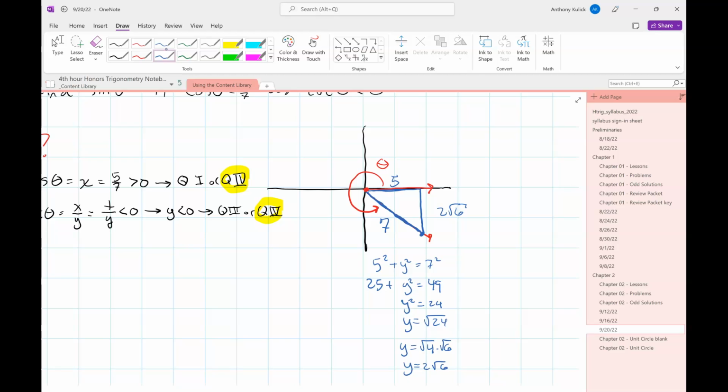It shouldn't. I've made a mistake here on purpose. What should be negative? Not the 7. It's the 2 root 6. Remember, the 7 is always a distance, right? The r is defined as the distance from our point to the origin. That will always be positive. The x or y values that these side lengths are proxies for can be negative. So now sine is going to be y over r, and I'm done.